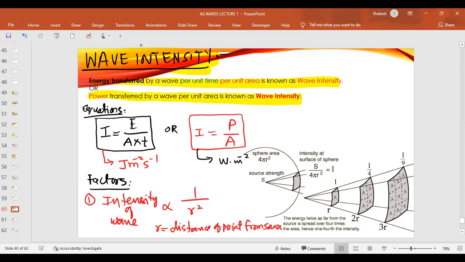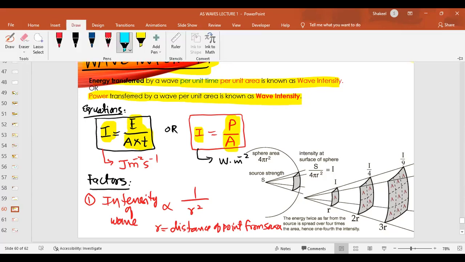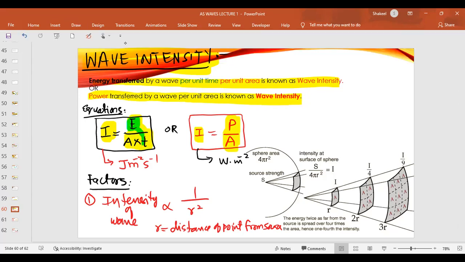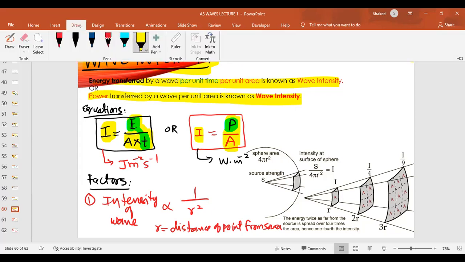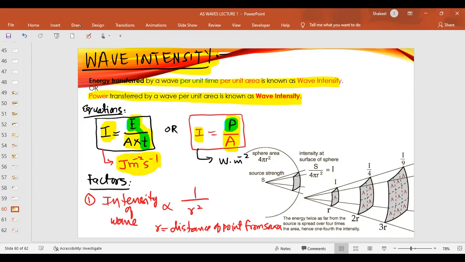So based on its definition, there are two equations. Intensity is energy transferred by a wave per unit area per unit time, or intensity is power transferred by a wave per unit area, because you can clearly see from here that energy over time is equal to power. So replacing energy over time in that equation, you can write power. Now the unit is joule per meter square per second, or watt per meter square.